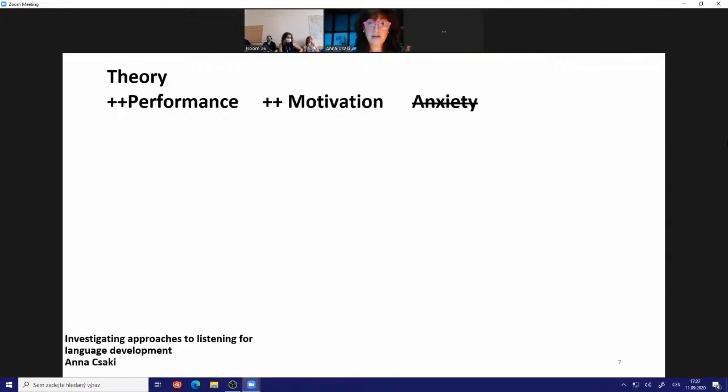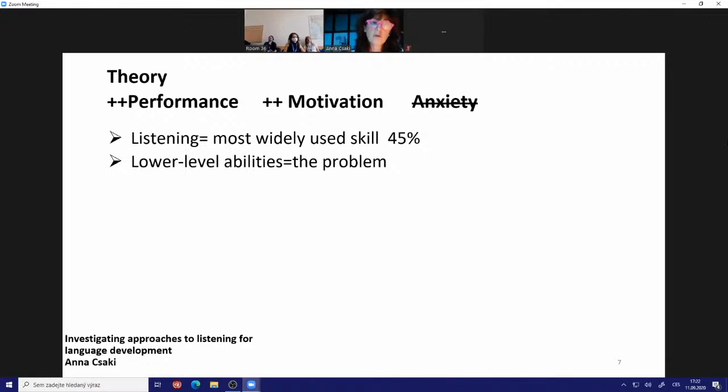So I went to the theory, and I thought, well, let me list all the points that might help me find a solution. And this is what we know from the theory. We know that listening is the most widely used skill. 45% of all communication is listening, and probably even more than that today for our students because they are doing so much online, pre-recorded lessons, etc. So listening has great potential. We know that the problem seems to be the lower level abilities.